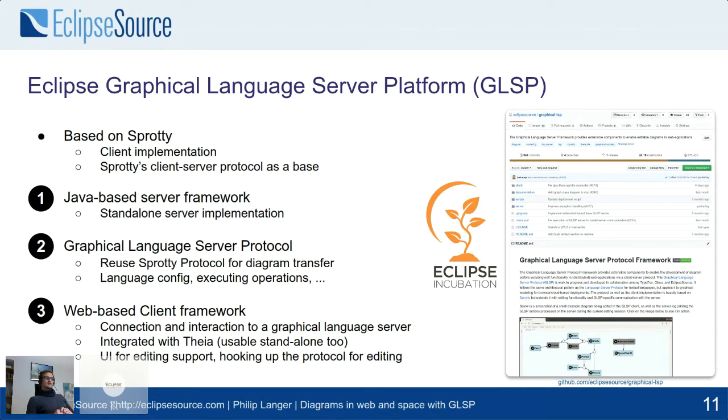Second of all, it adds an extension of this base protocol from Sprotty to allow things like invoking the execution of operations of the diagram, creating new elements, for instance. It provides messages so that the client can be advised about the language configuration, for instance which operations are actually allowed at a certain point, and so on. So that's the protocol part. And finally, the third thing is the web-based client framework. Here, as I mentioned before, for rendering, we directly reuse Sprotty. But on top of that, of course, we need things like connection and interaction with a graphical language server so that the client can actually interact with a graphical language server.